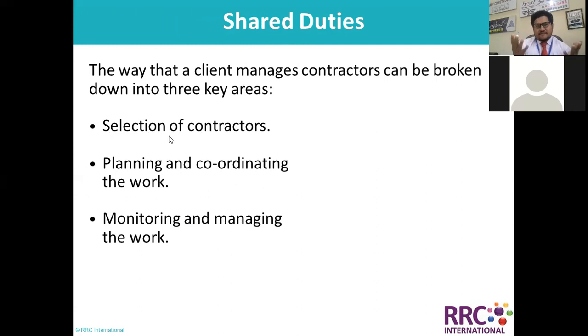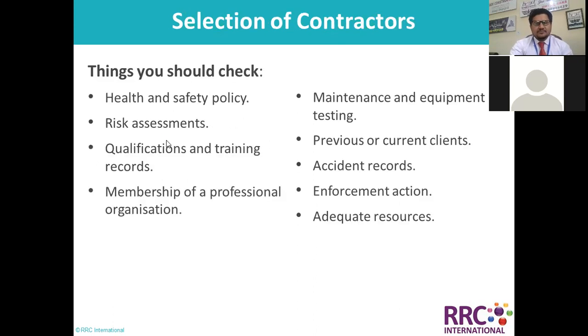You must have, and you might already have, a pre-qualification system and very strong filters to make sure the right contractor is chosen for the right job. And accordingly, planning and coordinating the work, and monitoring and managing the work. So you as a customer also have some shared duties actually.